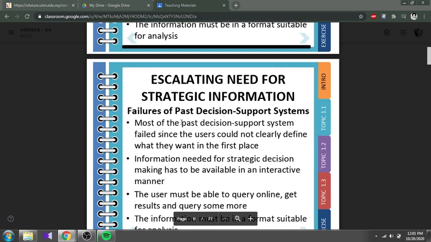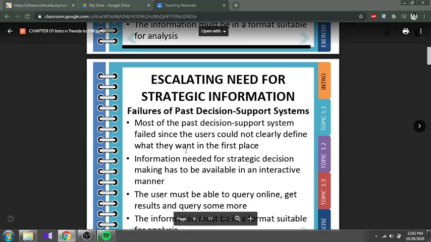Okay, and then most of the past decision support systems failed since the users could not clearly define what they wanted in the first place.